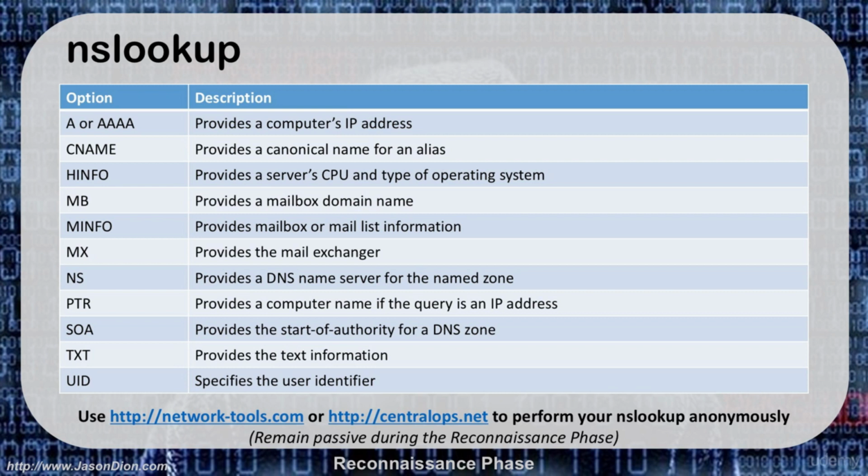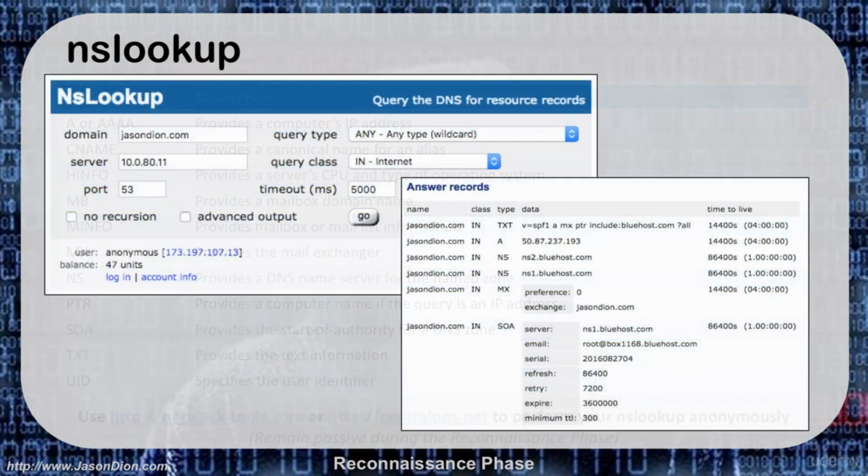Now another thing I want to mention here is when you do NSLookup, you're actually doing a lookup from your attack platform, in our case Kali Linux, to a DNS server to get that information. If you want to do this anonymously, there's lots of good tools out on the web. One of my favorites is centralops.net. We'll play with that during our labs as well, and this will help us remain passive longer during our reconnaissance phase. So if we use centralops.net, here's an example of what that would look like.